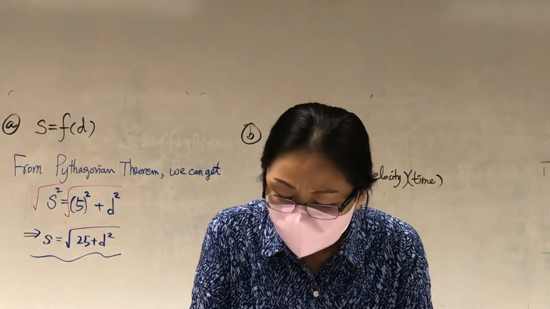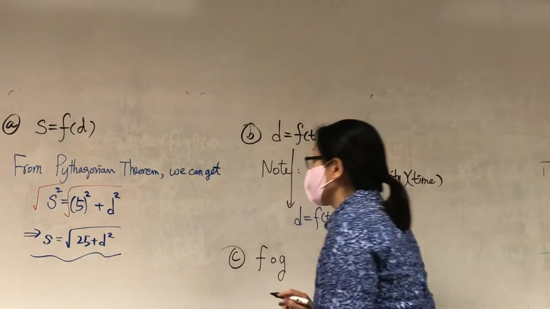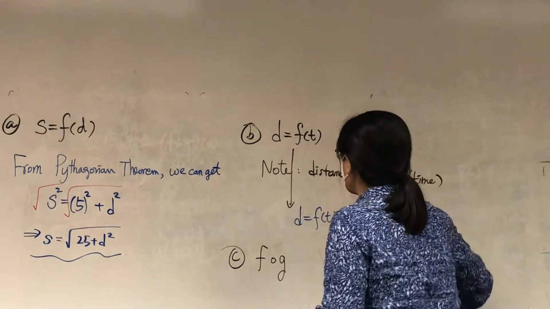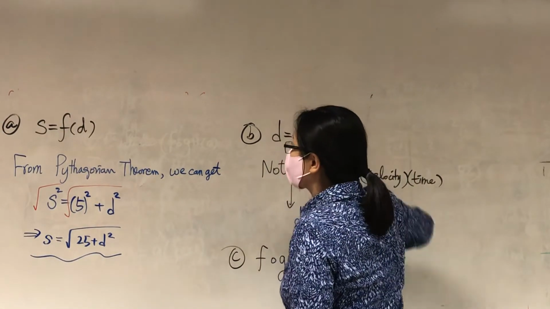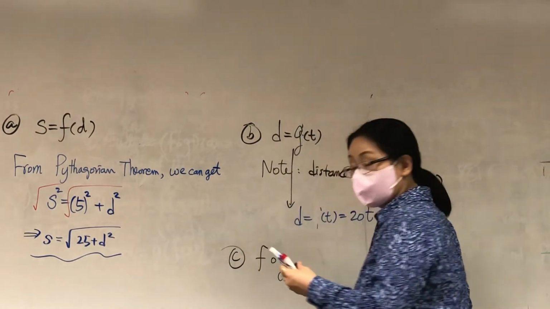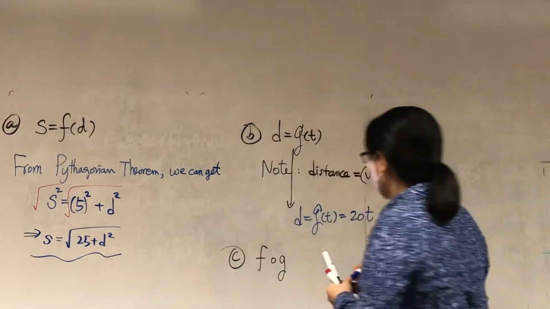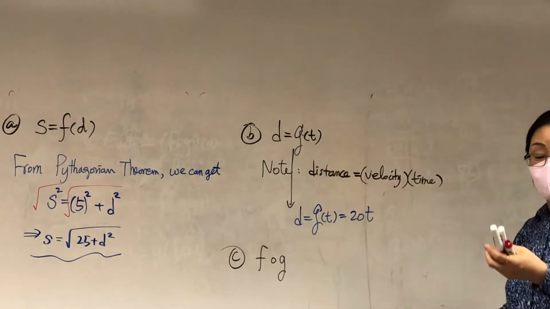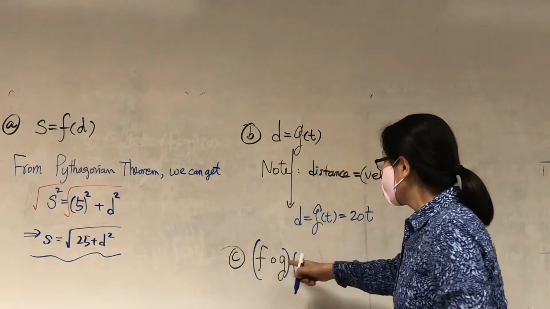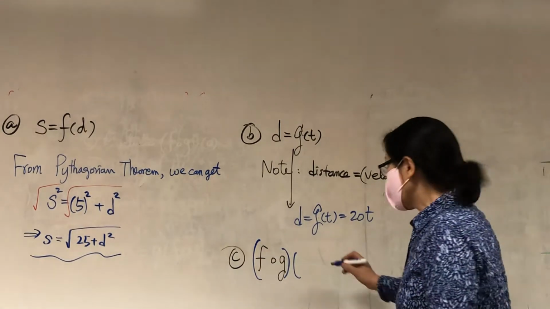What did they say? Find F composite G. What is F composite G? Notation is very bad. In your book they use this one as G. Read your book, and this is G. What is F composite G? It means, see, which one is inside, which one is outside? G is inside, F is outside.